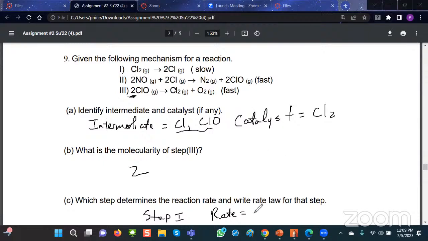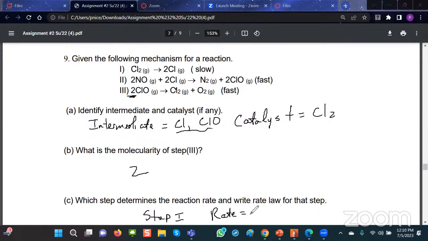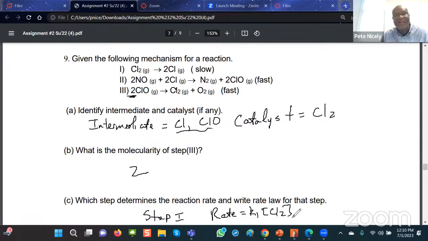K1 times the concentration of Cl2? Repeat that. Would it be k1 times the concentration of Cl2? Exactly, that would be it. All right. Okay.